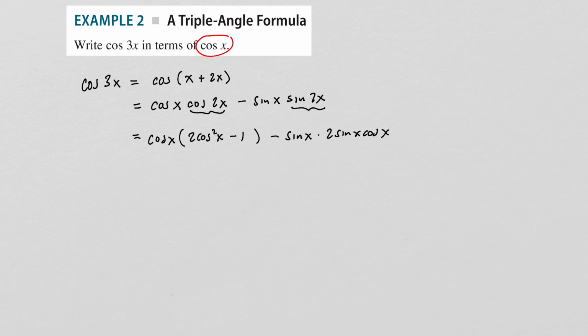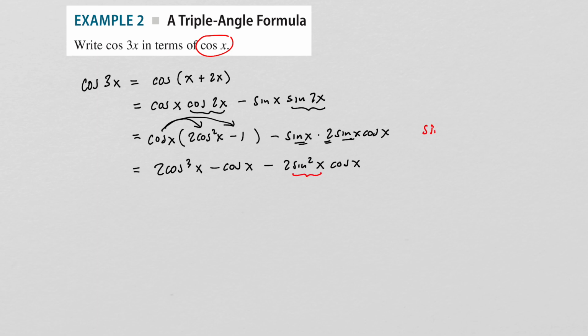Let's do a little multiplying now. We have cosine of x times 2 cosine squared, that is 2 cosine cubed of x. Cosine of x times negative 1 is negative cosine of x. Minus 2 times sine is 2 sine squared x times cosine x. Okay, so we've written everything in terms of cosine except for this sine squared right here.